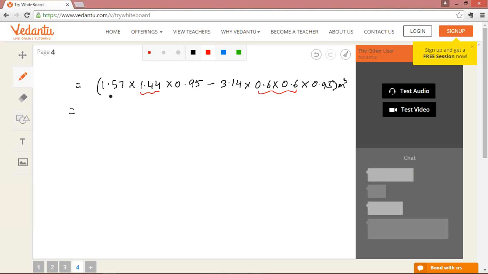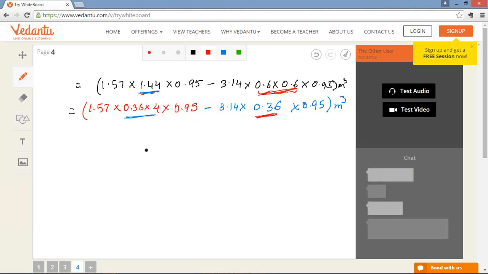So I'll try to write that. So I have just done 1.44 written in this expanded form, and 0.6 into 0.6 I am writing as 0.36 into 0.95. I'm writing in different colors so that you understand what I'm doing. So this is written as this. Okay.